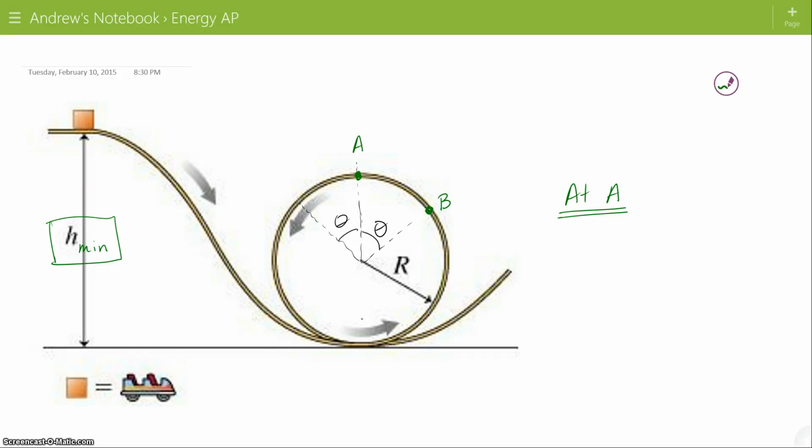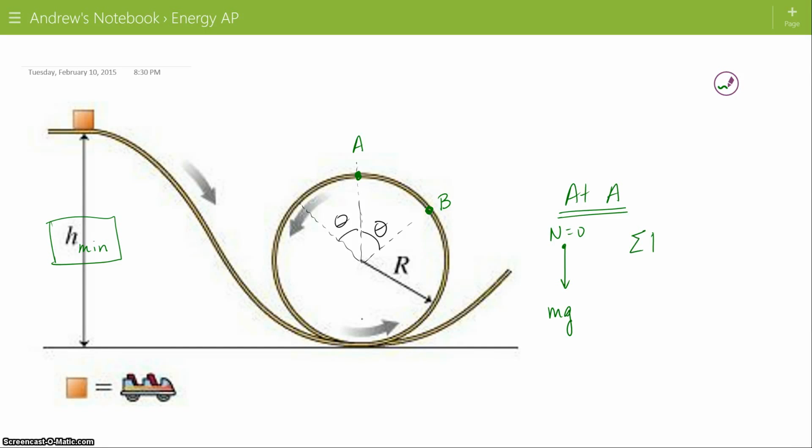we know that the only force acting on this would be the weight of the block, because the normal force would be 0. That's a qualification of the minimum velocity that we've talked about. Any greater speed and there would be a normal force. Any smaller speed and the block would fall away from the track. So at the minimum speed, N equals 0.